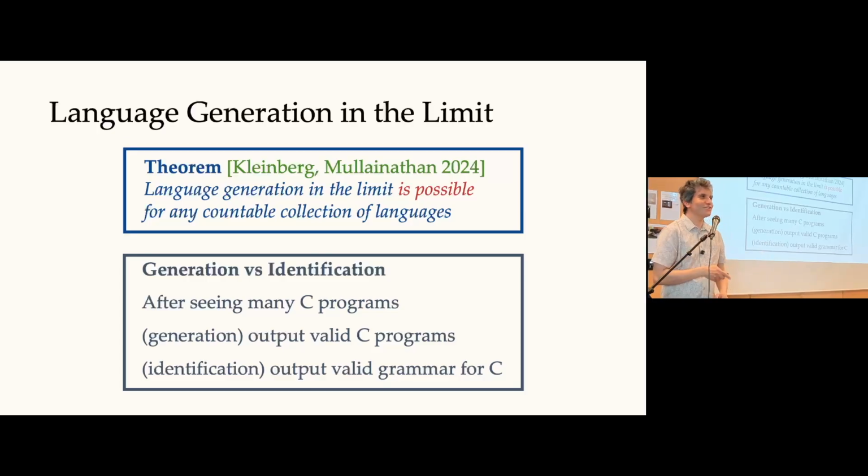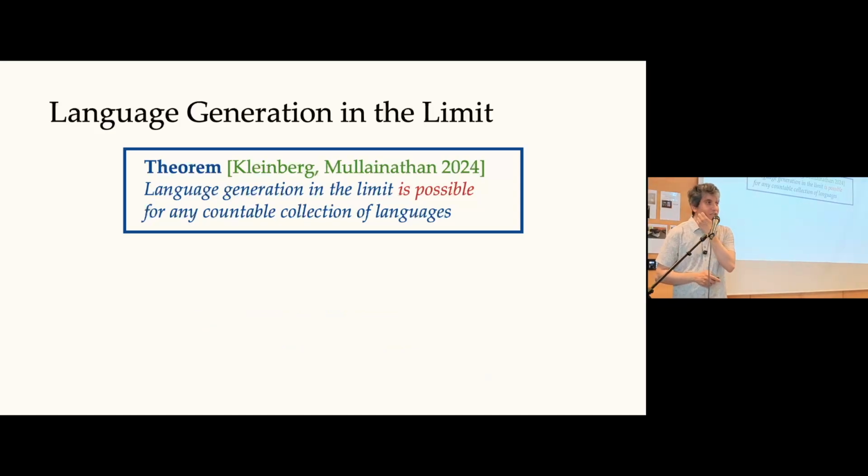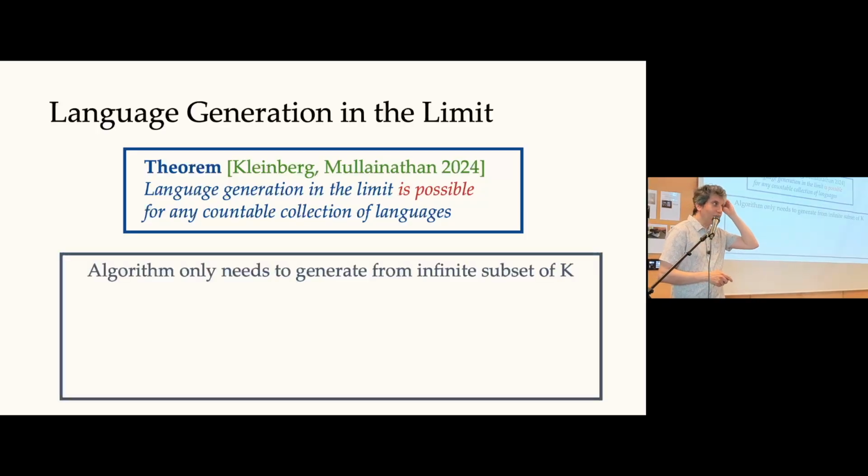Okay, so in the interest of trying to actually move on, these are great questions. I'm very, very happy that you guys are all very engaged. Let me try to show you some technical results beyond the statement of these things. Okay, so this is the theorem of Kleinberg and Mullainathan. A few comments about the result. One is the algorithm only needs to generate from an infinite subset of K. So when I say it has to generate new examples from the target language, it's not the case that you have to generate all of K. All I'm saying is just generate an infinite number of examples from K. It could be a really small subset.